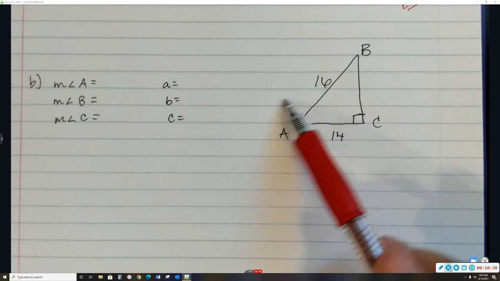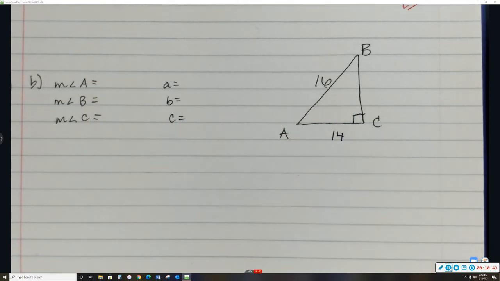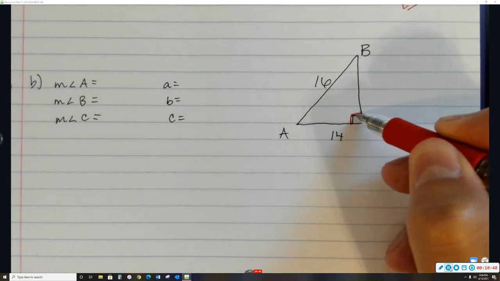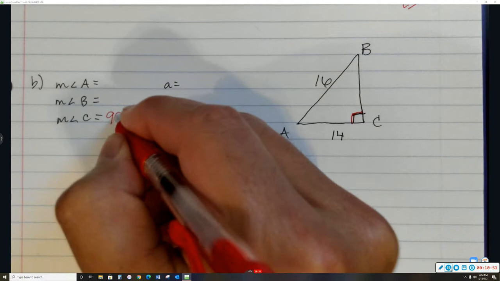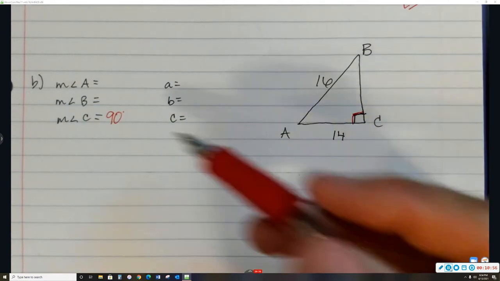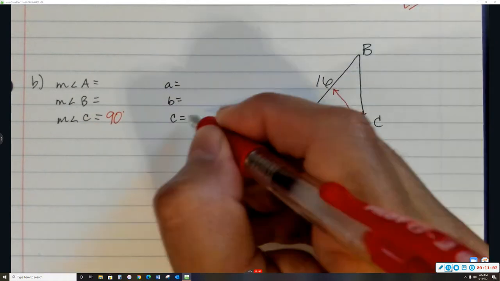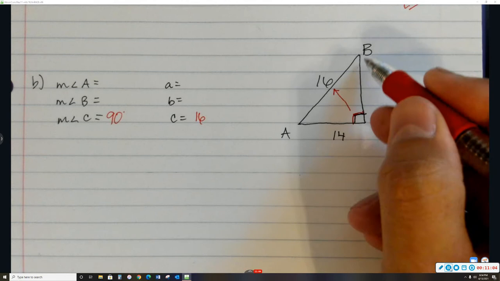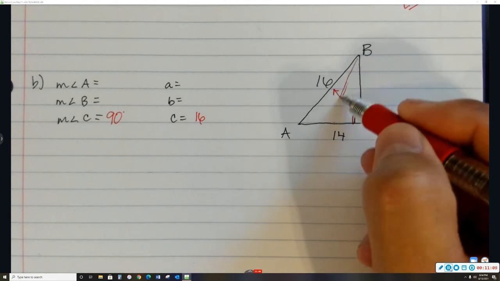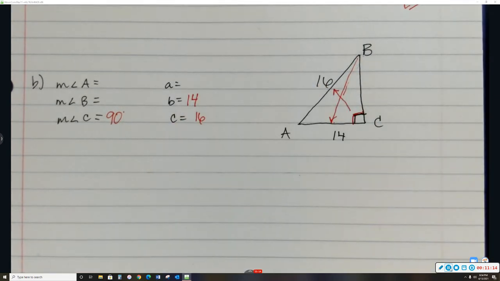again, some of this missing information we can find from the diagram. C is the 90-degree angle, so I'm going to go ahead and put 90 here. I don't know anything about A or B, so I'm not going to put anything else for the angles. But I do know that's little c. And the 14 is across capital B, so I know this one is little b.